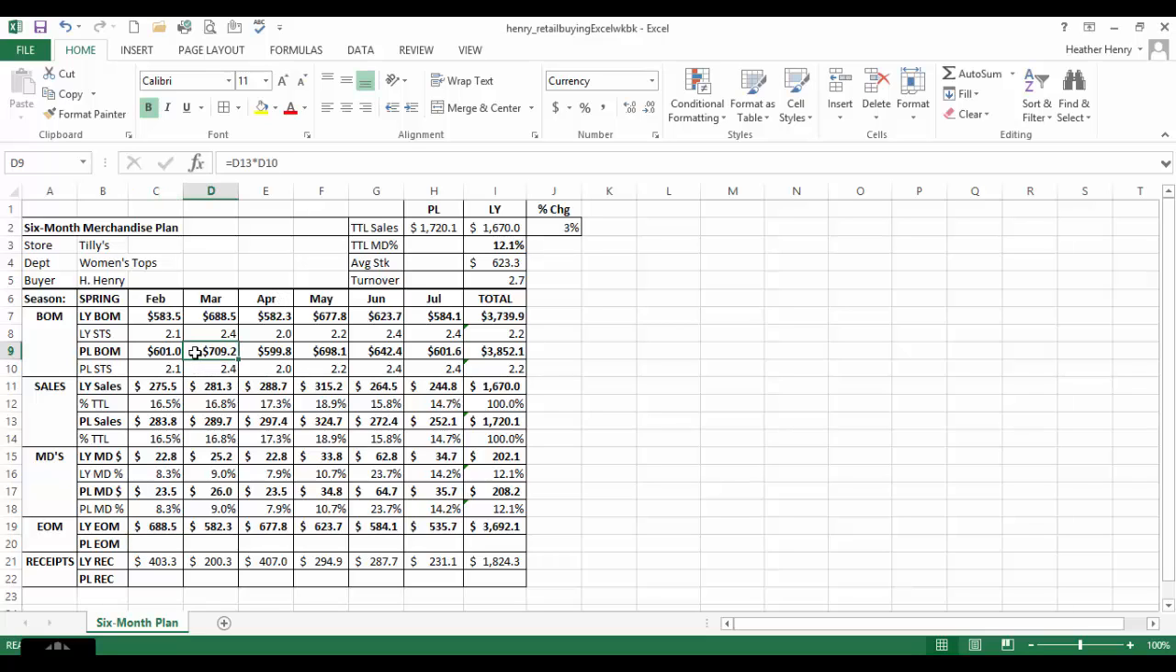$709,200. Wherever we end the month of February is exactly where we begin the month of March. So whatever we ended one month is exactly where we start for the next month. So since we know in March we are already planning to start at $709,200, that's exactly where we need to be ending the month of February. So I will go ahead and take our March planned BOM and apply it to my February EOM.